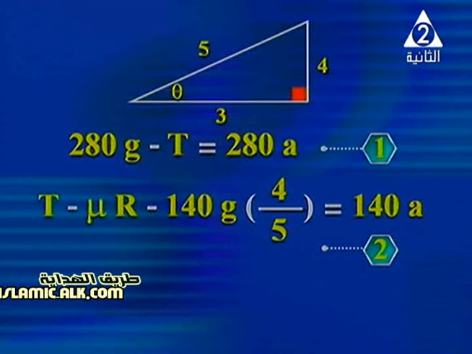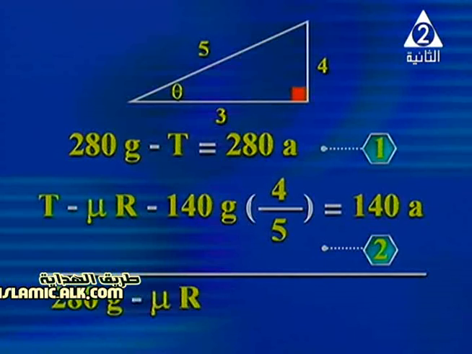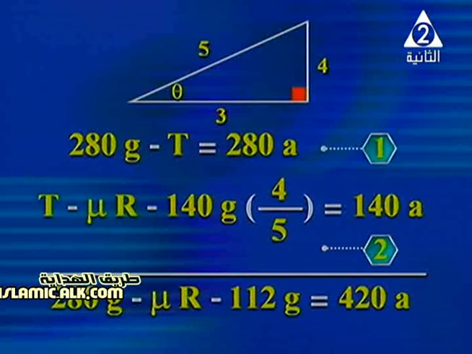Remember, dear student, we have two equations of motion. The first is 280 g minus t equals 280 a. This is number 1. Number 2: t minus mu r minus 140 g times 4 over 5 equals 140 a. By adding, we form the third equation: 280 g minus mu r minus 112 g equals 420a.